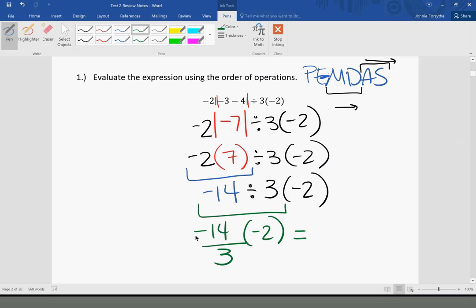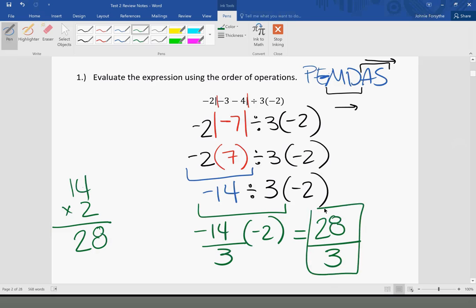So a negative times a negative is a positive. And then 14 times 2. 2 times 4 is 8. 2 times 1 is 2. So we have 28 divided by 3. And then that's going to be our final answer.